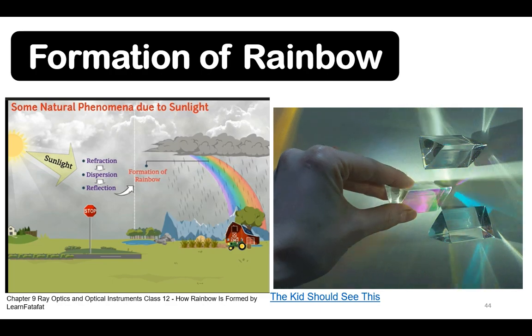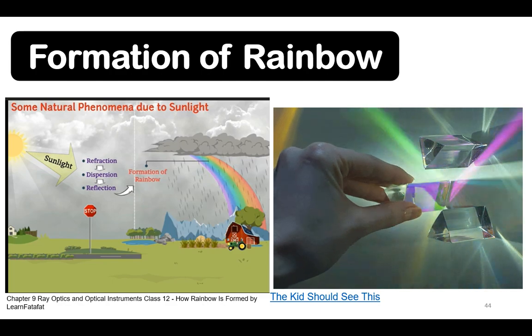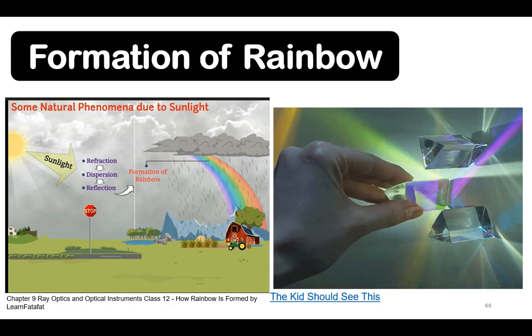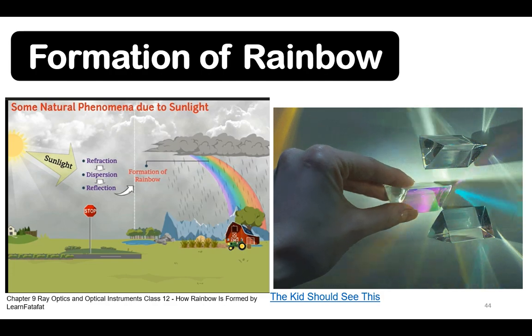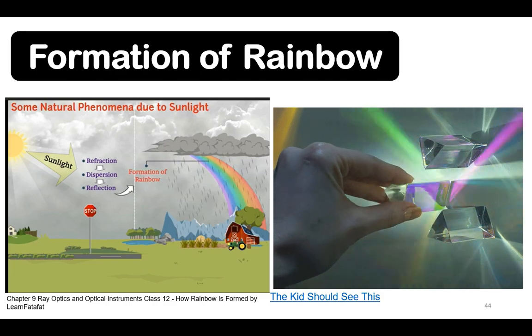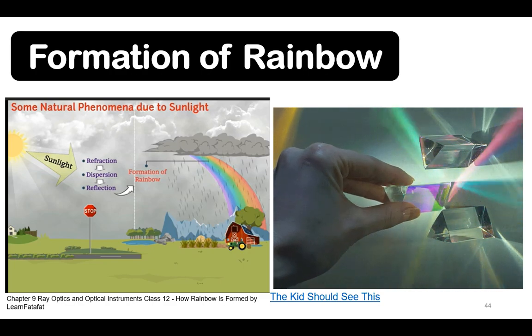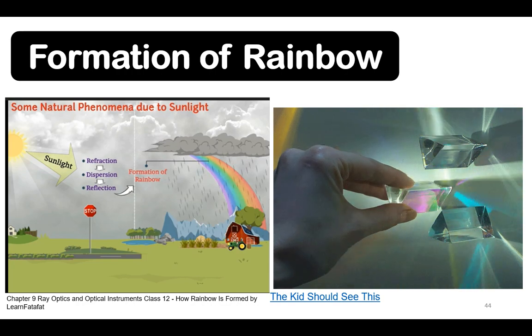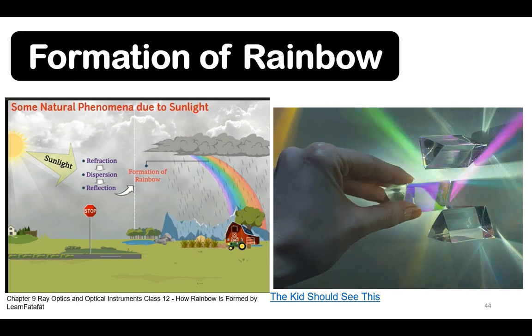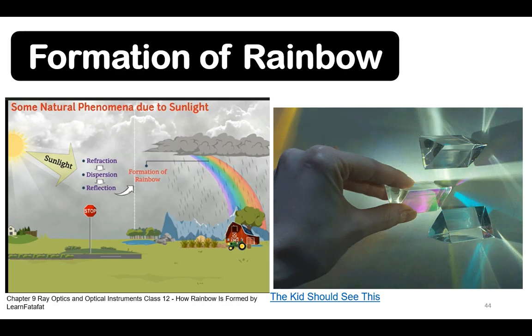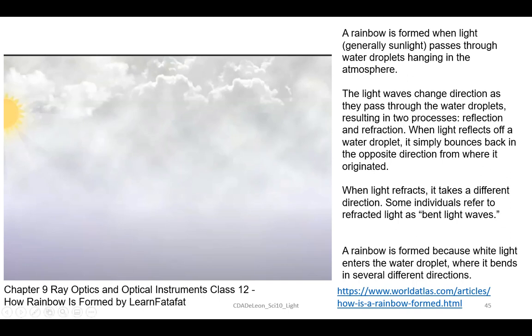So this picture came from Learn Fatafat, specifically the chapter 9 ray optics and optical instruments. The second illustration shows that by means of a prism, refraction occurs, and white light becomes bands of colors. Now this video came from Learn Fatafat. So let's watch this video.